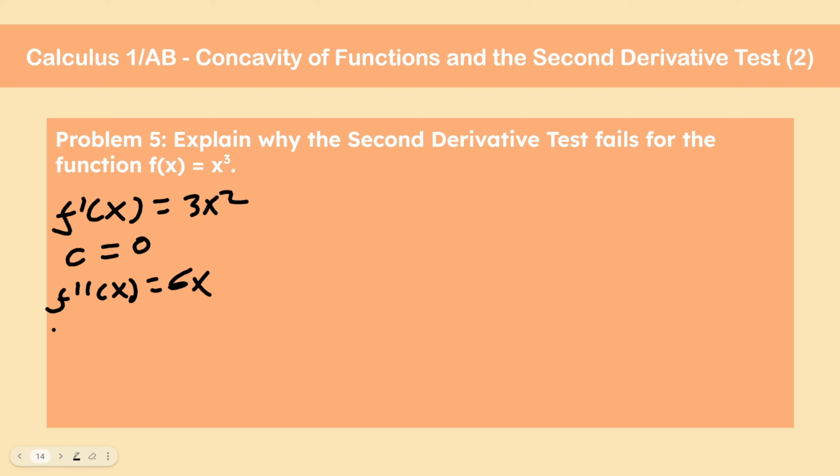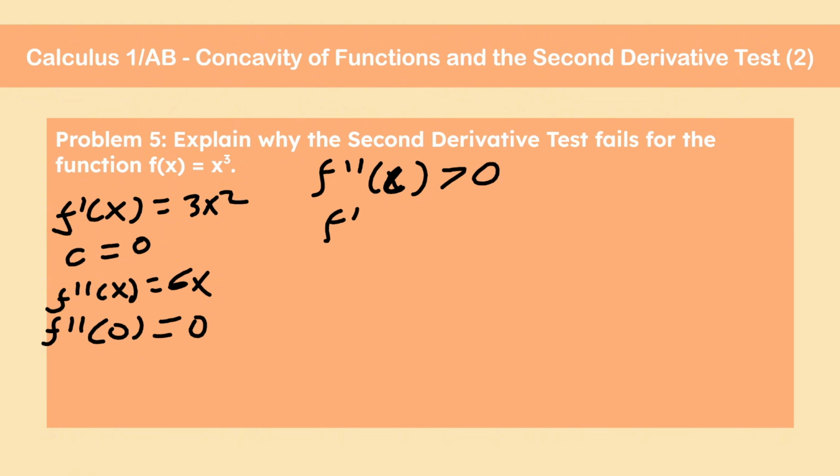So now let's plug in 0. The second derivative at 0 would be 0. But the second derivative test only works if the second derivative at c is greater than 0, or if it's less than 0, which is not the case here because it's equal to 0, which means that we have to use the first derivative test to verify extrema.